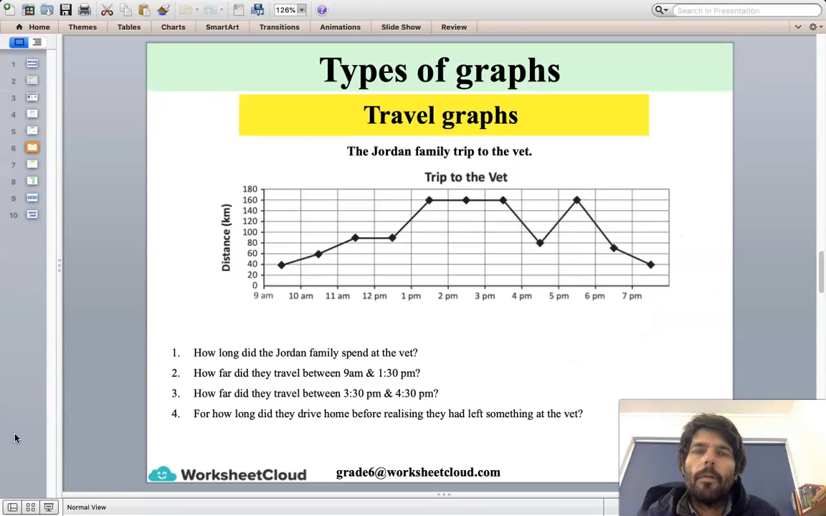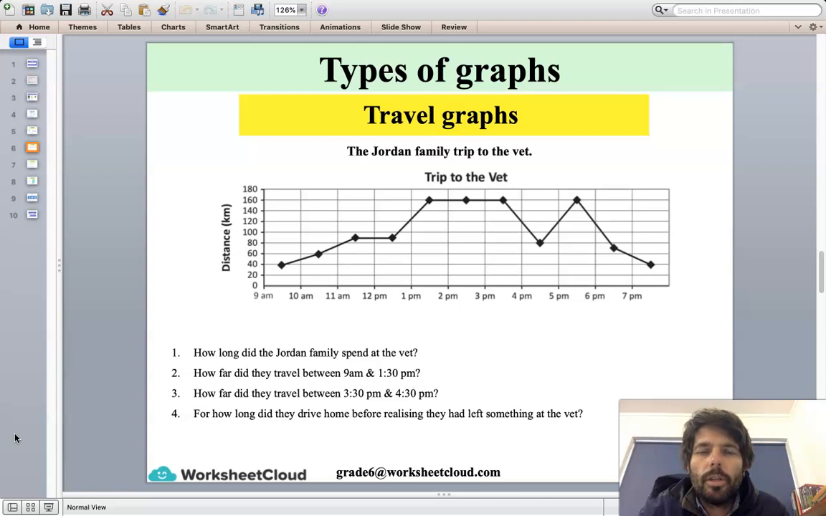The next type of graph I'd like to look at is called the travel graph, and it is literally indicating type or amount of travel. So you can see on the y-axis you've got distance in kilometers, and that goes from 0 to 180, and you can see that the interval is 20 kilometers each time. And then on the x-axis, you've got time. Okay, so you start at 9 a.m. and it ends at 7 p.m. And you've got to read the information off this graph.